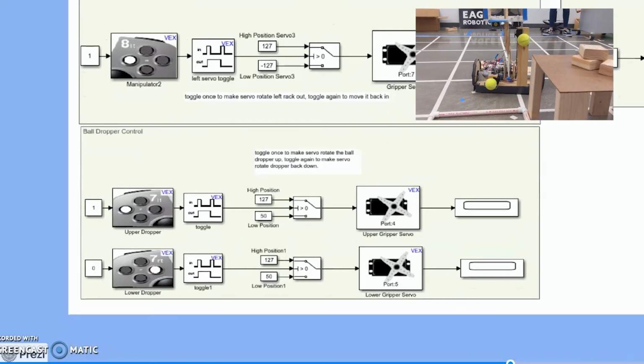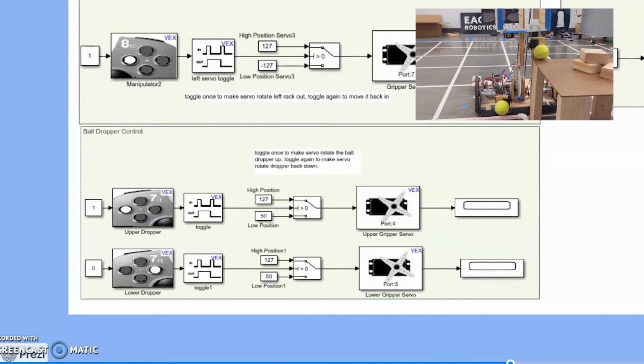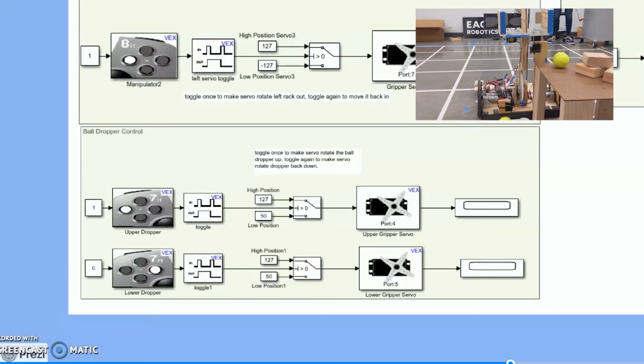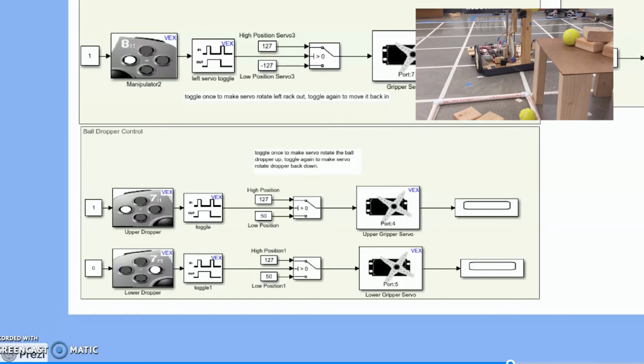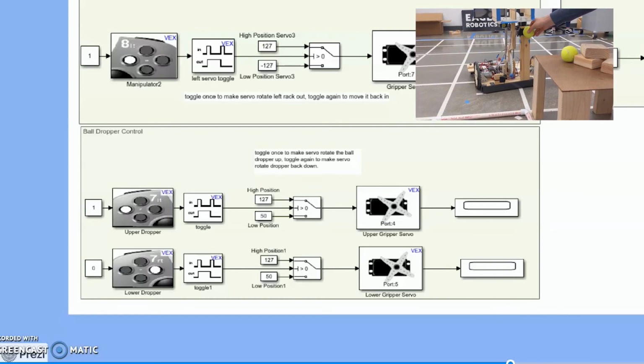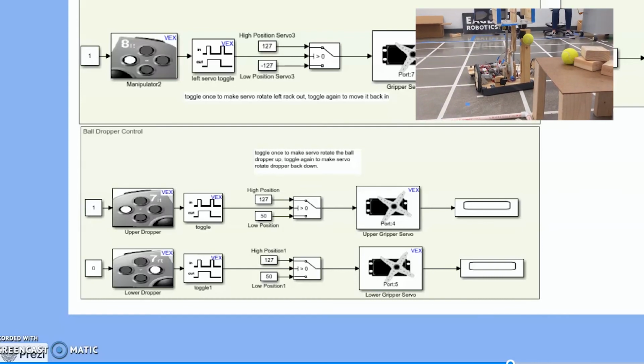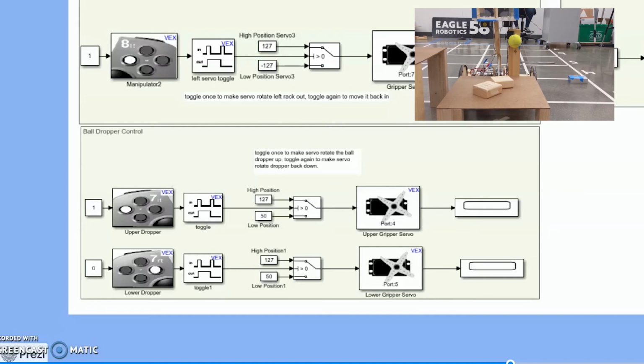The vaccine dropper system uses 2 servos to release simple vaccines at 2 different heights. When button 7 left is toggled on, the upper servo moves 30 degrees upwards to release a vaccine and can be toggled back to the original position to hold another vaccine. The lower servo is controlled similarly with button 7 right.